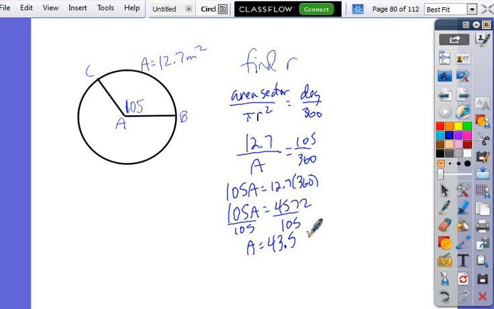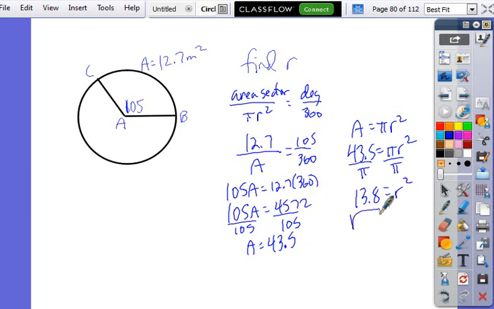I take that area and then say, well, if that's my area, so 43.5 equals pi r squared. Divided by pi. What is that? 13.8. So there's my r squared. Square root that. 3.7. Yes, sir.